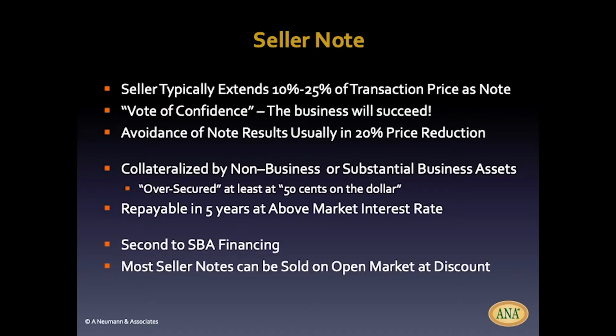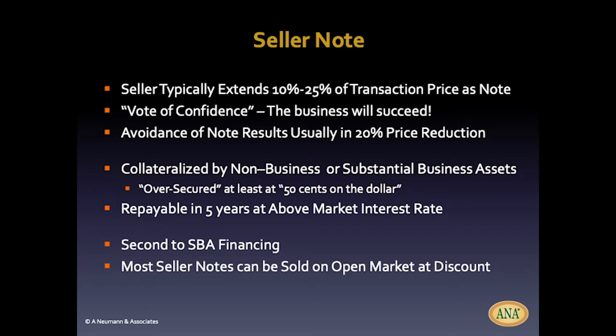At times, for smaller deals, it is advantageous to leave the bank financing out completely, essentially increasing the cash down from the buyer and increasing the seller note. That facilitates the deal typically much faster. In terms of the seller note, it's typically between 10 to 20% of the transaction price. It is a vote of confidence on the seller's part towards the buyer that the business will continue to succeed.